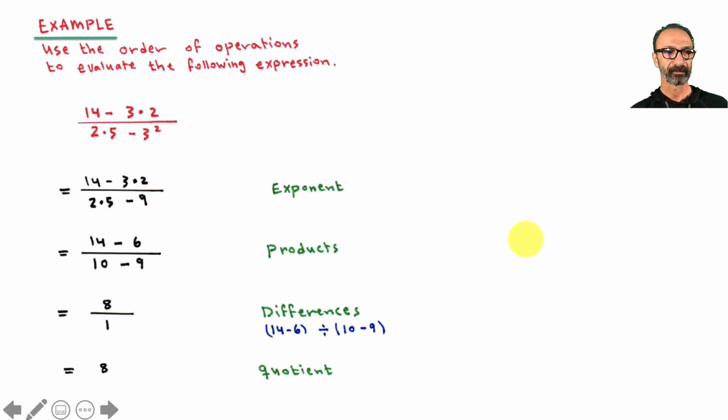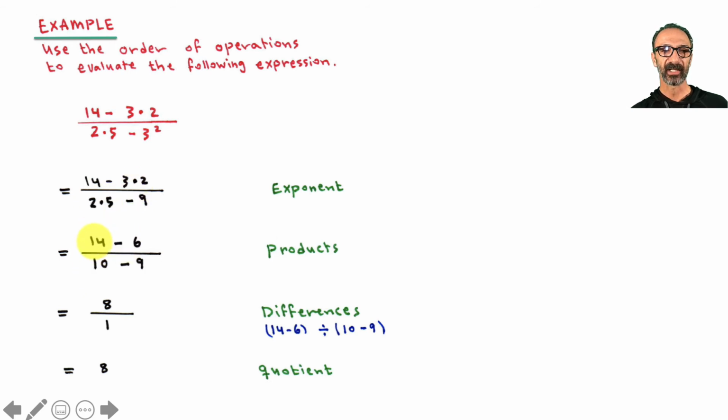Another example. I have a major fraction bar, and I have on top a product, and a product, and a power. Well, to do the division, I have to find everything on top and everything on the bottom. Looking at top and bottom, we start with the exponent or power. That's a 9. That's a product. That's a product. We take care of products. That's a 6. And 2 times 5 is 10.